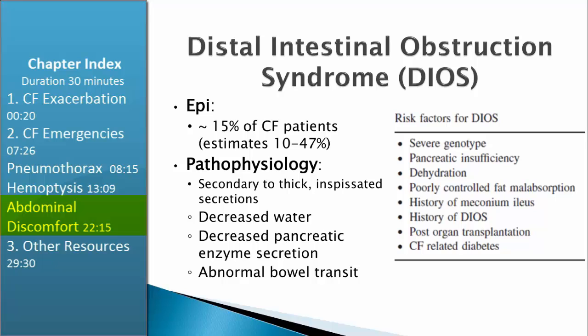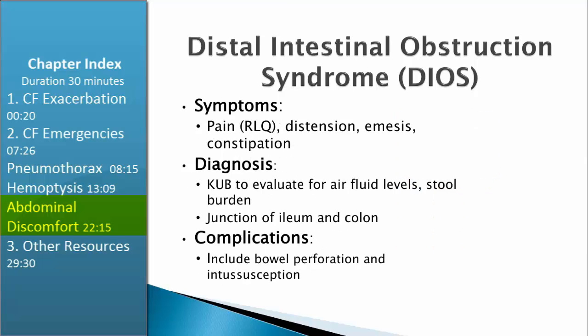a prior history of DIOS, a history of organ transplantation, and CF-related diabetes. The symptoms actually can mimic appendicitis, and they include right lower quadrant pain, distension, emesis, and constipation, and they're often acute onset as opposed to constipation, which can often build up more gradually.